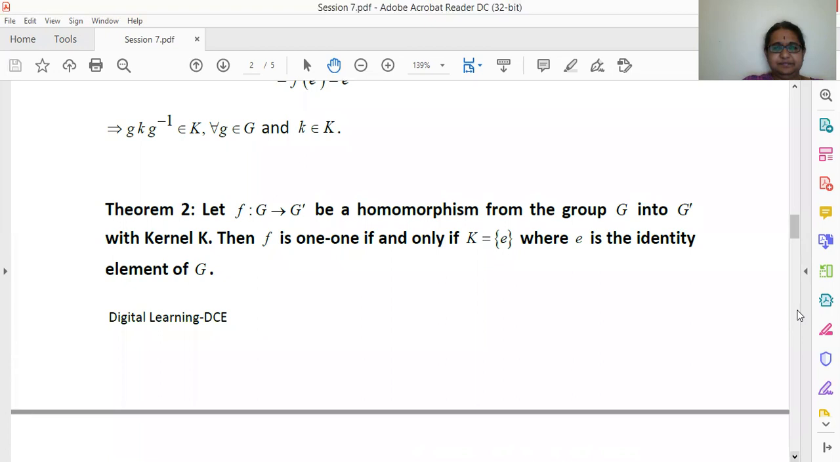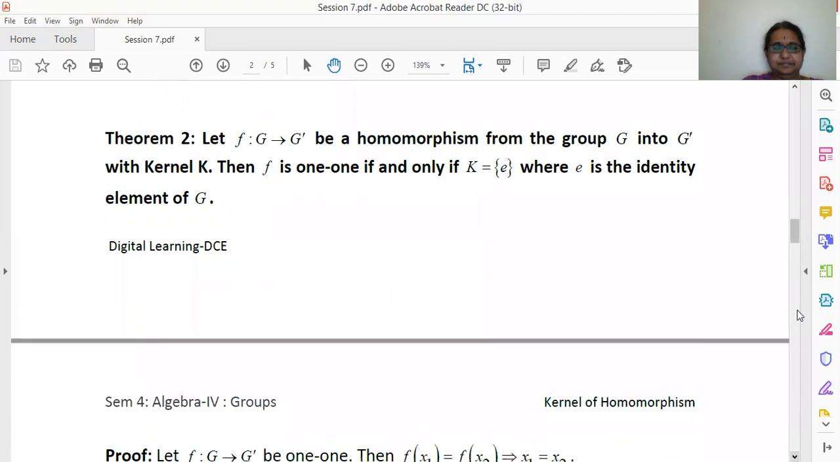Second theorem: let f from G to G dash be a homomorphism from the group G into G dash with kernel K. Then f is 1 to 1 if and only if K is the set of all e, where e is the identity element of G. So here in this theorem, what is given is f from G to G dash is a homomorphism from group G into G dash with kernel K.